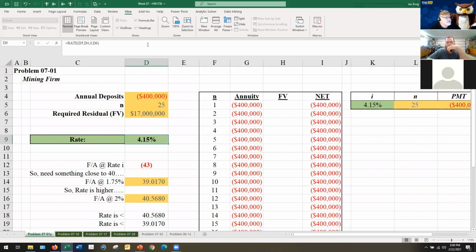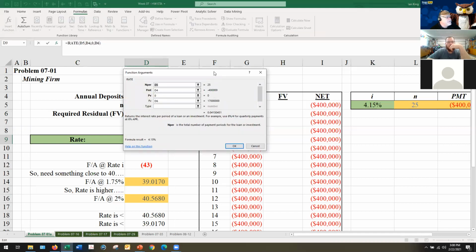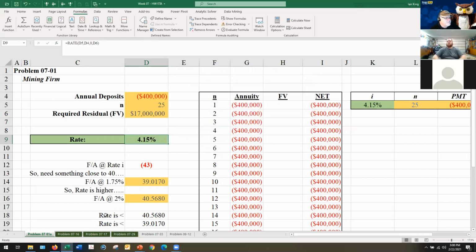So one of the simplest ways to do it, and I did it twice this way, is a rate function, where we basically say, where's my formula? Number of periods is 25. The payment you make is 400,000 for 25 years. And the future value is going to be 17 million. And that churns out the 4.15. So that's one way of doing it.